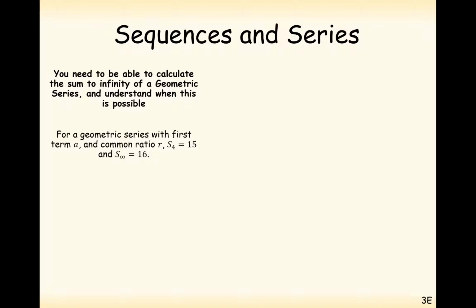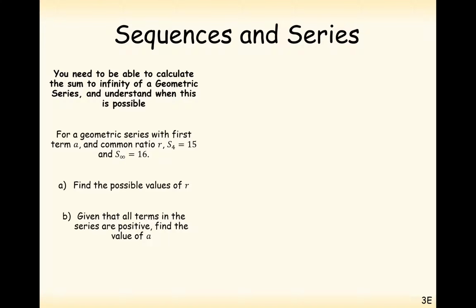Final question here then, for a geometric series, first term A, common ratio R, S4, so the sum of the first 4 terms is 15, and the sum of the infinite terms is 16. And the question is probably work out the value of R, and given that all terms are positive, find the value of A. So in this case here, we're going to add up the first 4 terms using our formula and set this equal to 15.